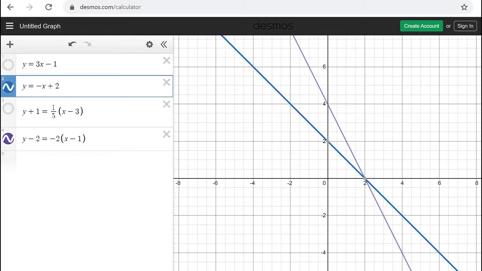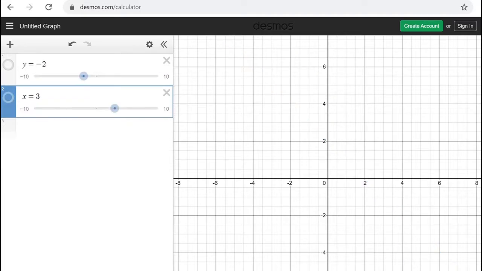Pause the video for a moment and try to remember what the equation for a vertical line looks like and what the equation for a horizontal line looks like. Also, what are the slopes of vertical lines and horizontal lines? A horizontal line has the equation y equals a constant, like this one, y equals negative 2. Horizontal lines have slope 0. Whatever 2 points you choose, the change in y, delta y, is going to be 0.